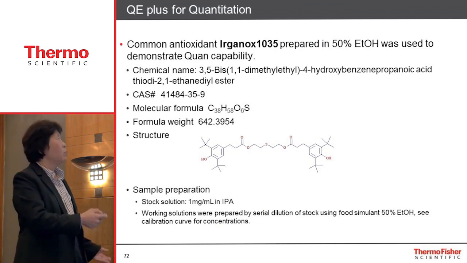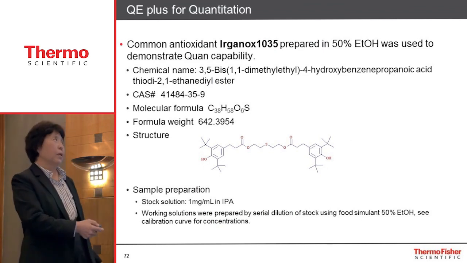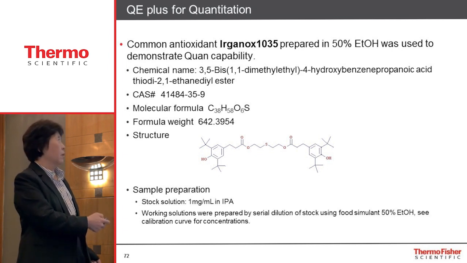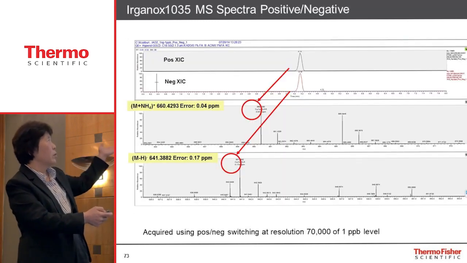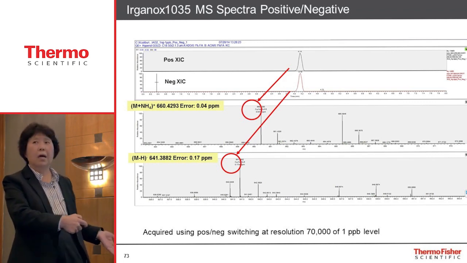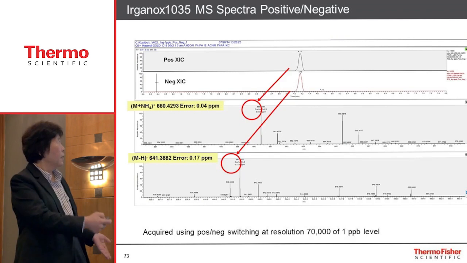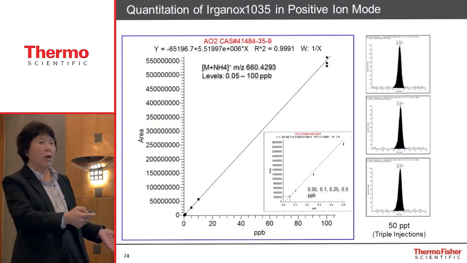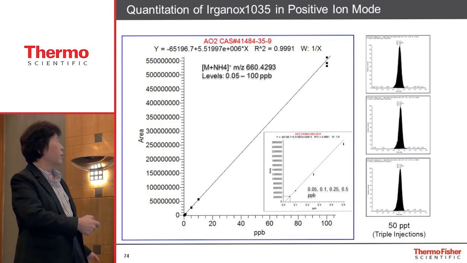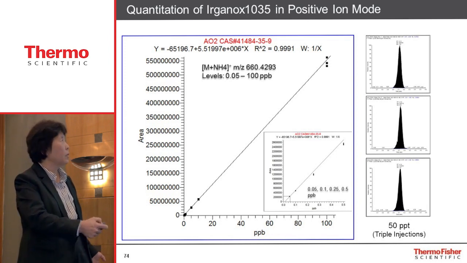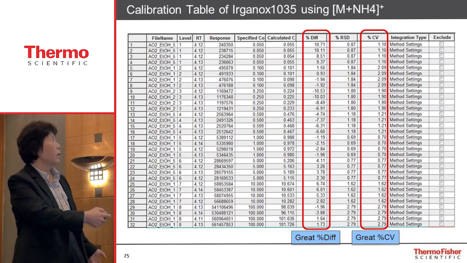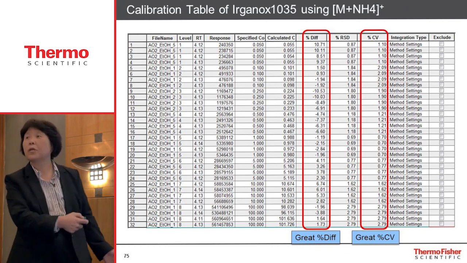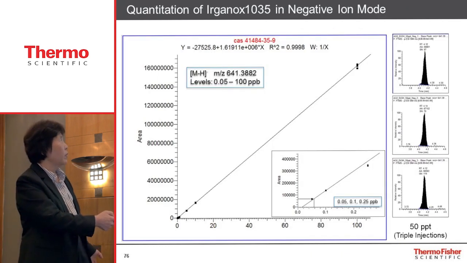I have to mention this quantitation capability of the Q Exactive, right? We know this is one of the antioxidants, right? Simply, we just made the solution and ran polarity switching, to make sure the mass is right, and sure enough, right? We got a very good mass accuracy, and this is the positive. We used the ammonium ion, right? We get excellent linearity. This is the triplet injection, and the CV and difference are exceptionally good, right? And the same for the negative ion mode.